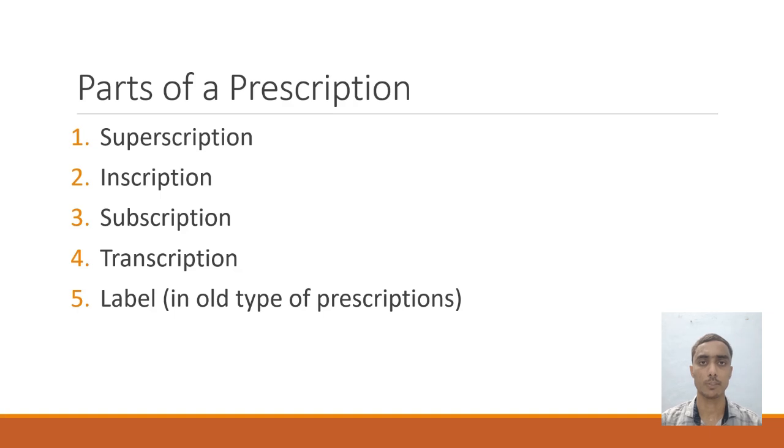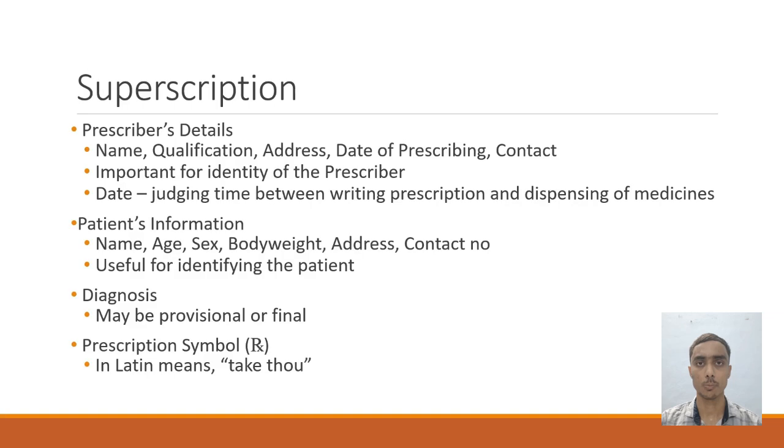The parts of a prescription. Prescription has 5 parts: superscription, inscription, subscription, transcription, and label. Now, superscription. Superscription first of all contains the prescriber's details, such as the name, the qualifications, address, date of writing the prescription, and contact number. The prescriber's details are important for identifying the prescriber. Date is helpful in judging the time interval between writing of the prescription and issuing of the medicines.